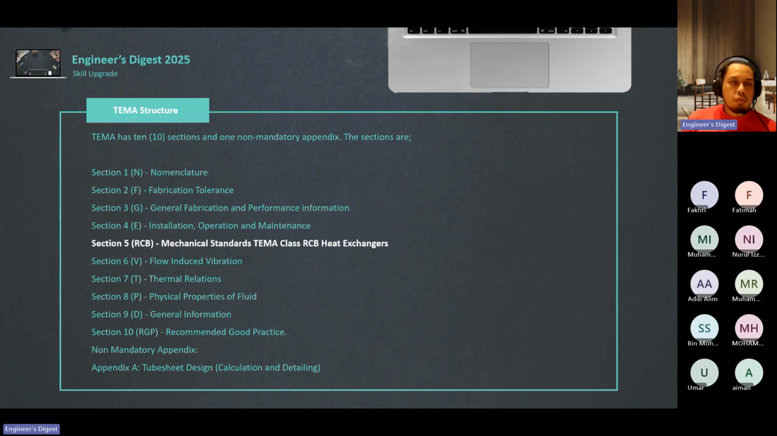Then we have Section 6 for flow-induced vibration. Flow-induced vibration calculation is usually done by vibration analysis. This would then determine the distance from baffle to baffle.